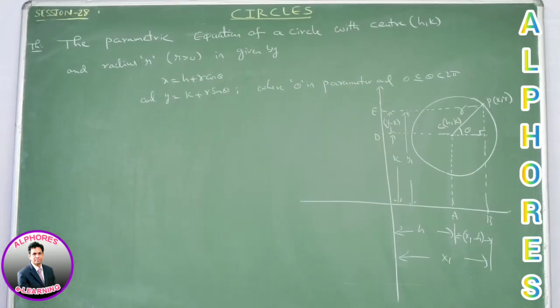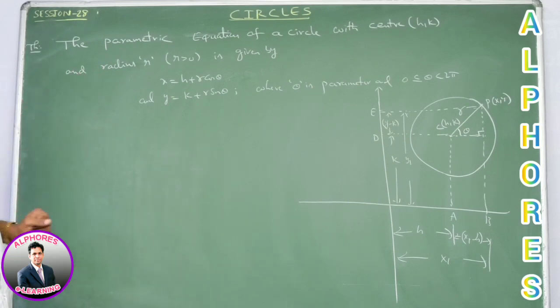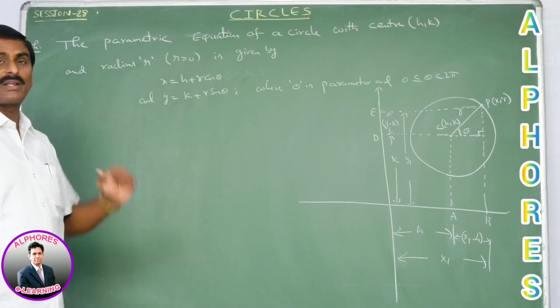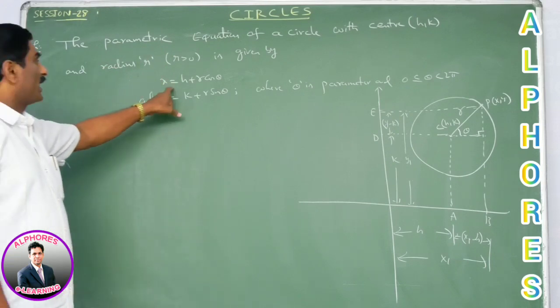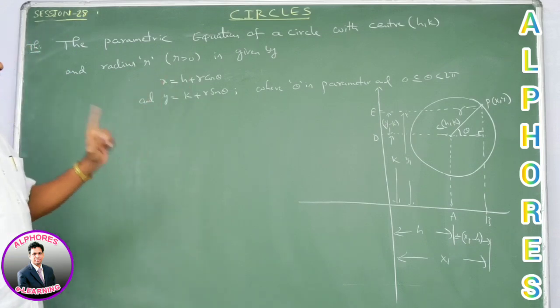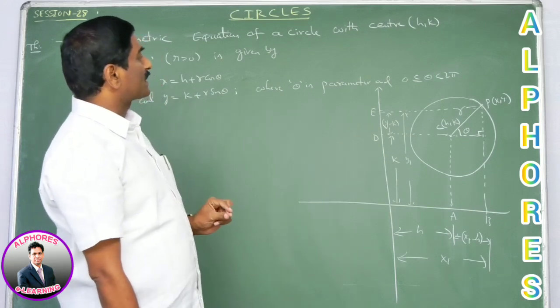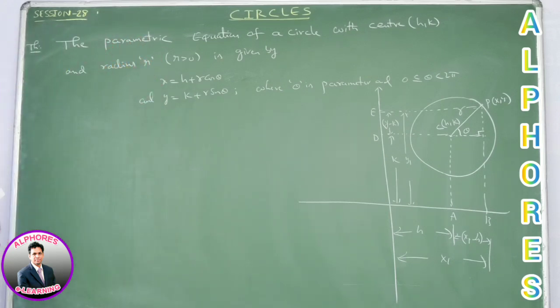Next, the parametric equation of the circle with center (h, k) and radius r is given by x is equal to h plus r cos theta and y is equal to k plus r sin theta, where theta is a parameter, and here 0 is less than or equal to theta less than 2 pi. In this case, the equation of the circle is expressed in a single parameter. Here the center of the circle is (h, k).